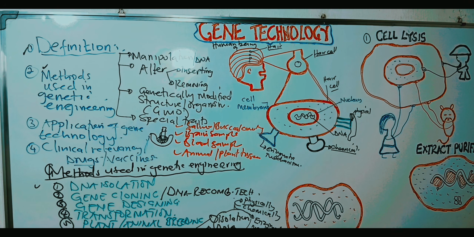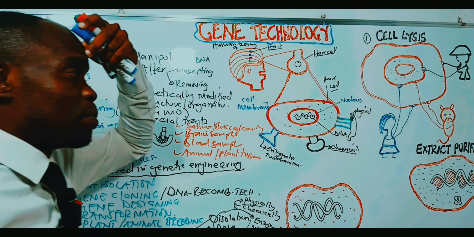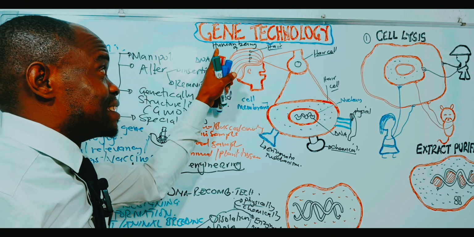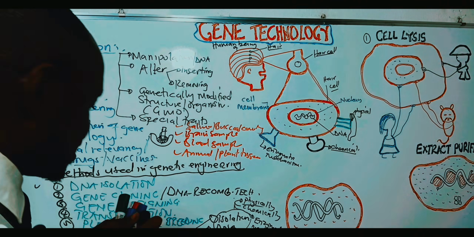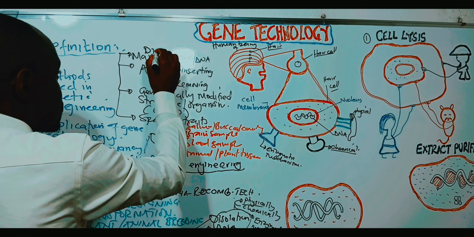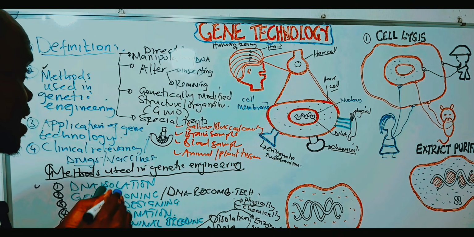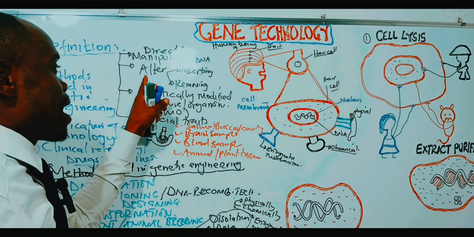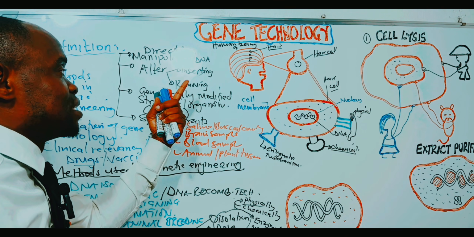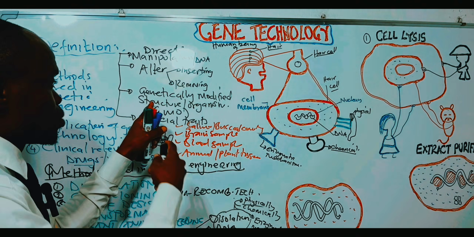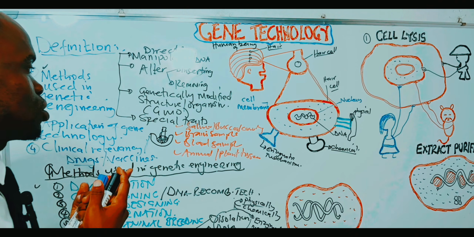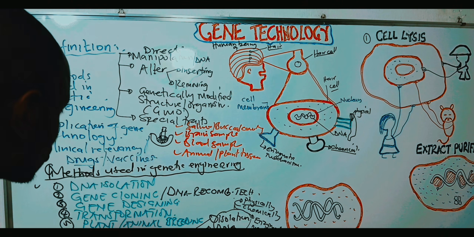We will see what's going to happen during the process of isolating the DNA, members. I want us to follow very clearly. Don't forget we are still on gene technology. We are saying that gene technology is the process of direct manipulation of the DNA of the cell of the organism, by altering it through inserting or removing certain genes of interest, so as to produce genetically modified structures or organisms with special traits. That's the definition.